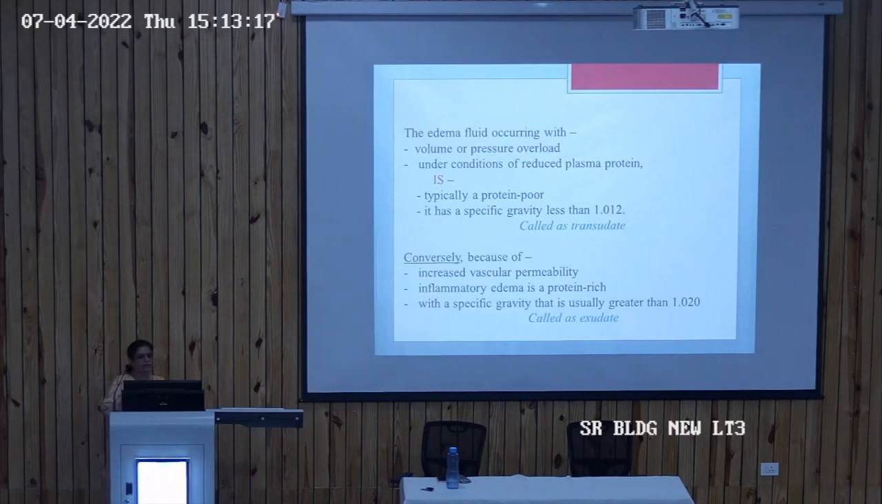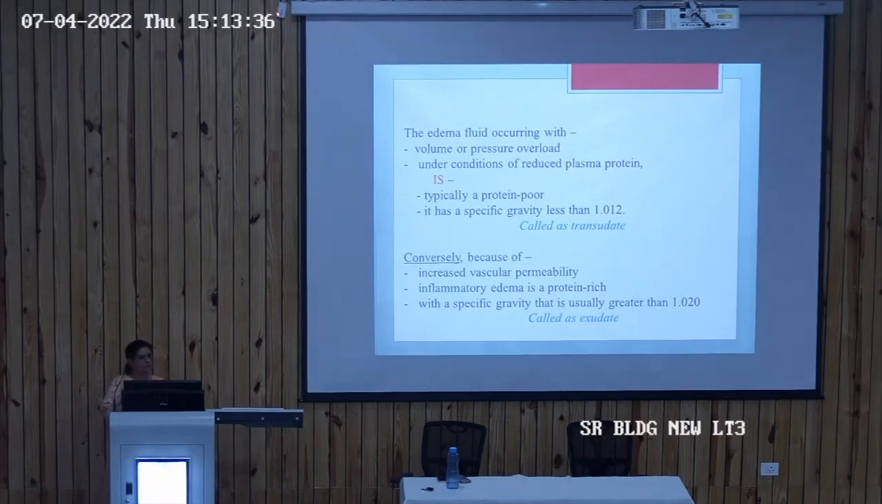The edema fluid occurring with volume or pressure overload under conditions of reduced plasma protein is typically protein poor and has a specific gravity of less than 1.020. That is transudate. So there are two types of edema fluids: one is transudate and one is exudate.